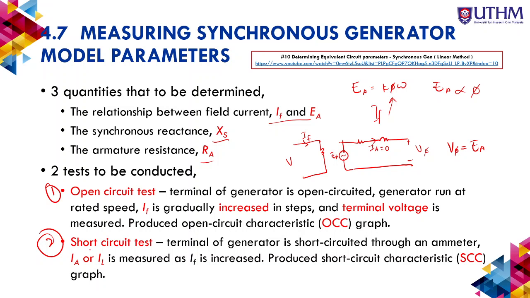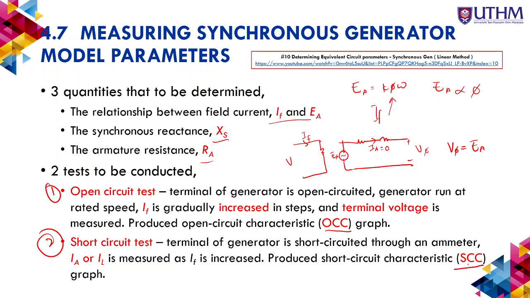Then the short circuit test. The terminal of the generator is short circuited, through the ammeter. So we will put the ammeter over here, and we measure the IA or IL. It is measured as IF increases. This produces a short circuit graph. So there are two graphs: one is the OCC, and the second one is the SCC.